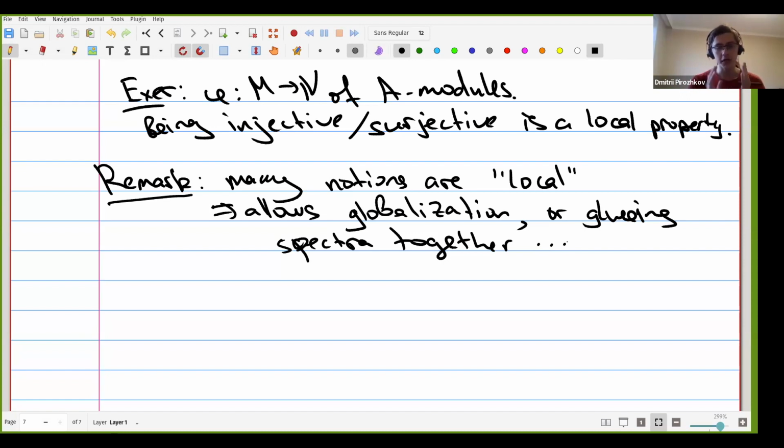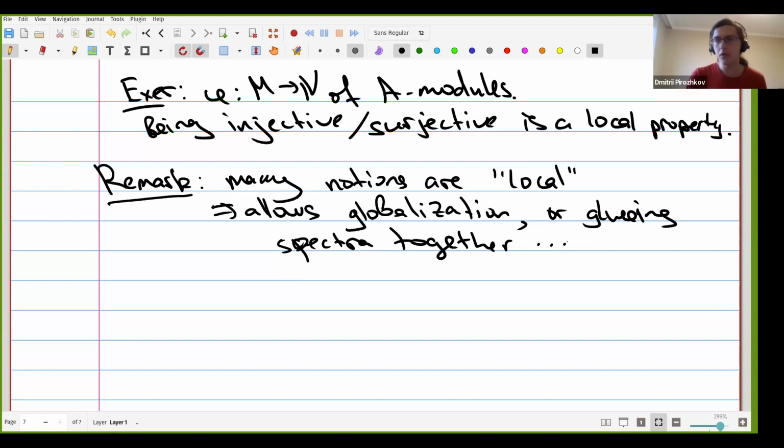Entirely due to the fact that many things are local, those notions can be translated to this more global version where you don't specifically need to work over some fixed ring. You just need to know that you have a bunch of local conditions that are all conditions about rings and modules, and this will make sense.